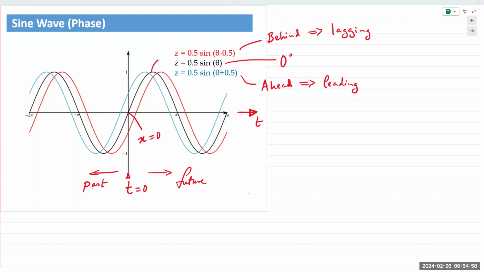All right, any questions about phase? Well, phase, frequency, or amplitude. Okay.